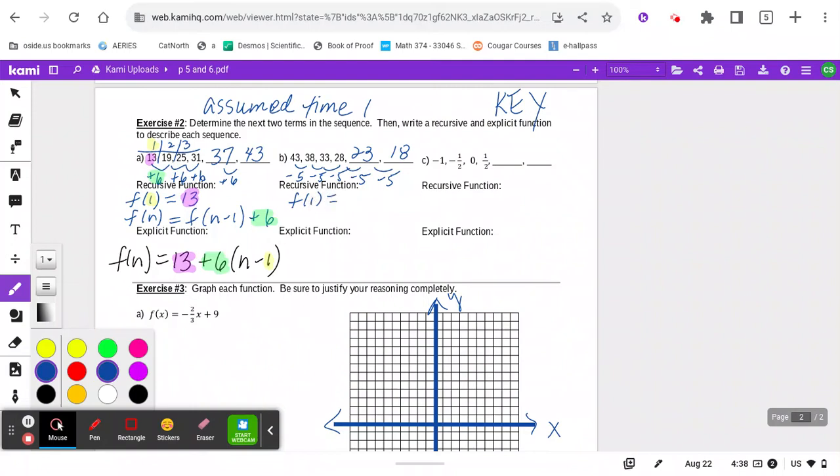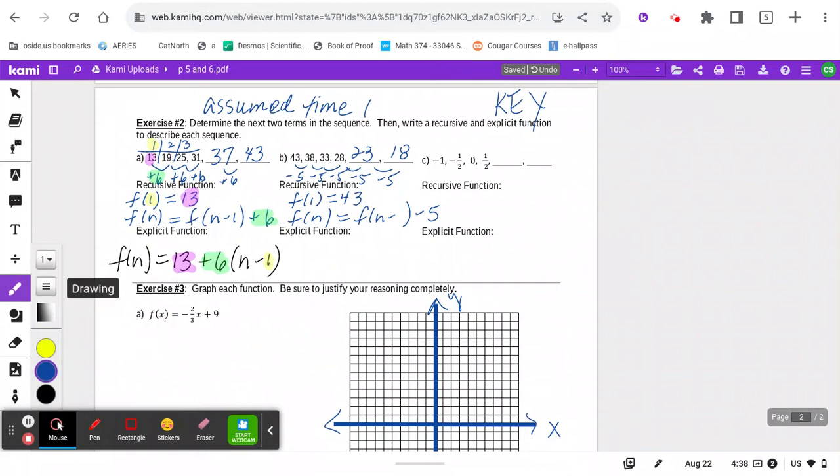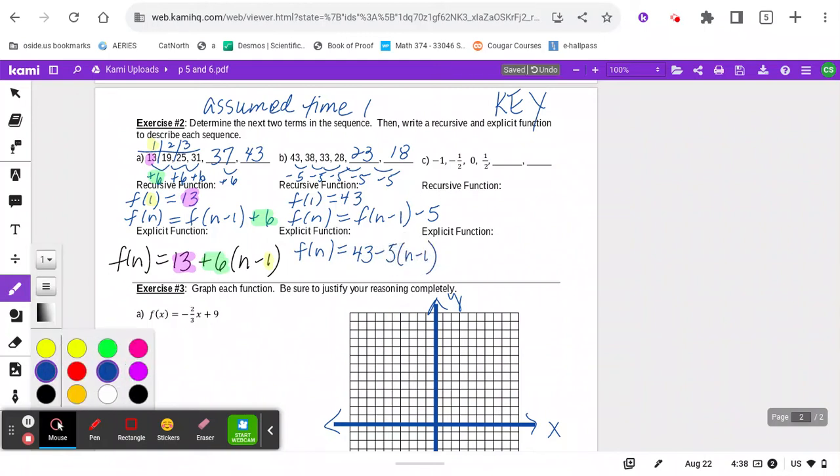Assumed time 1, f of 1 equals 43. F of n equals f of n minus 1. Say these out loud as you are doing these at home. Minusing 5 each time. For the explicit, f of n begins at 43, subtracting 5 every time to the previous term minus time 1.